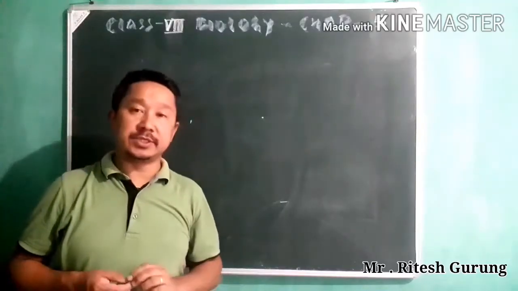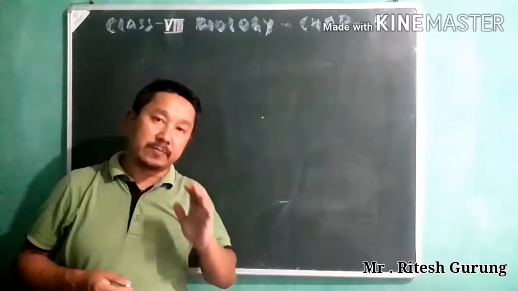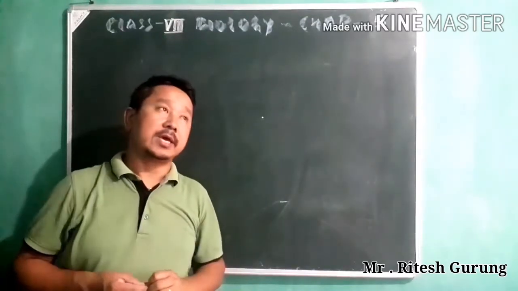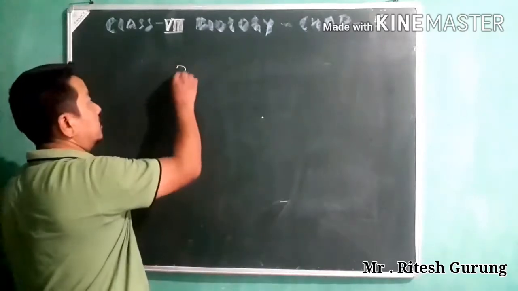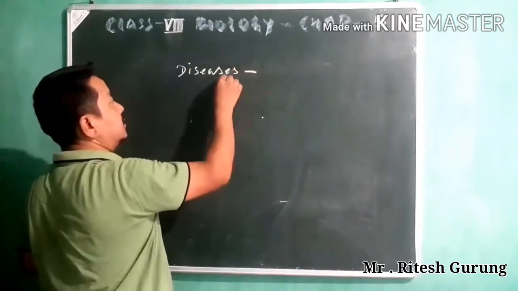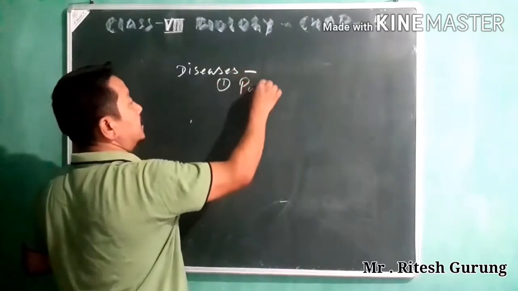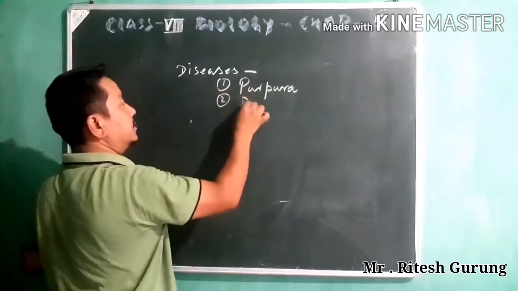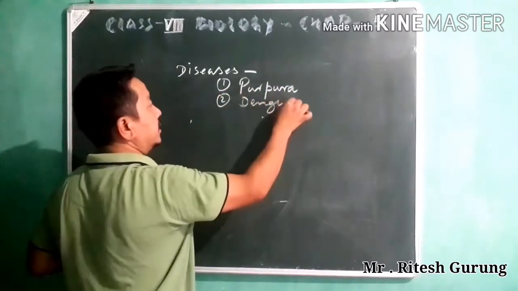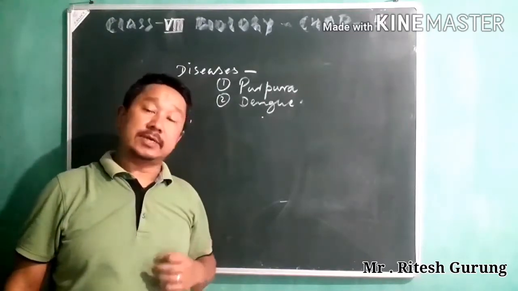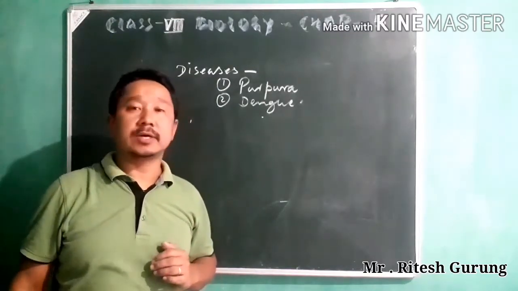There are two diseases where the number of platelets gets badly reduced to a great extent. Okay, they are purpura and dengue. So these are the two diseases where the number of platelets gets badly reduced to a great extent.